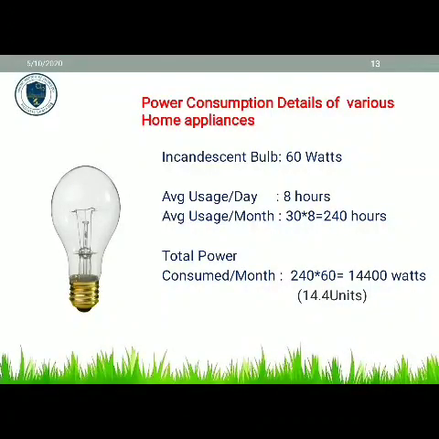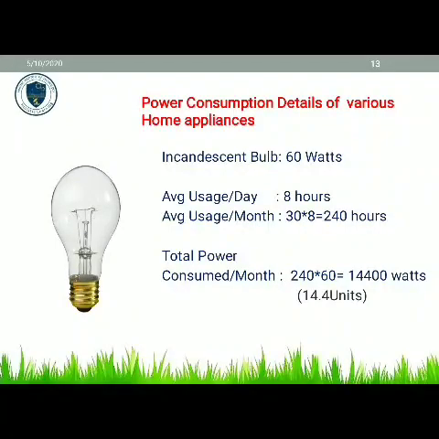Power consumption details of various home appliances. In this session, we are going to learn how to calculate power consumption of individual loads. Here I have chosen some of the home appliances. The first one is the incandescent bulb. The rating of the incandescent bulb is 60 watts.